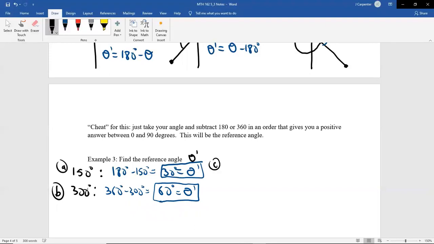C. Let's go with 225 degrees. And by the way, both of these, 150 and 300, we'll see over and over again. All right, 225. If I do 180 minus 225, negative, so that's not right. Swap the order. How about 225 minus 180? And if you tried 360, it would be too big. 225 minus 180 is 45. Bingo, that's in the window, so that's our reference angle.